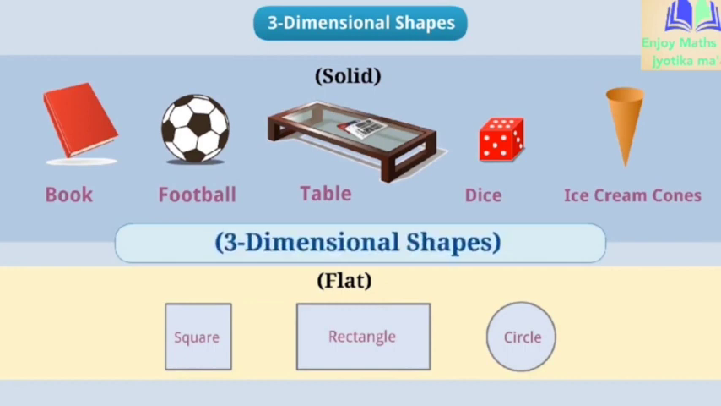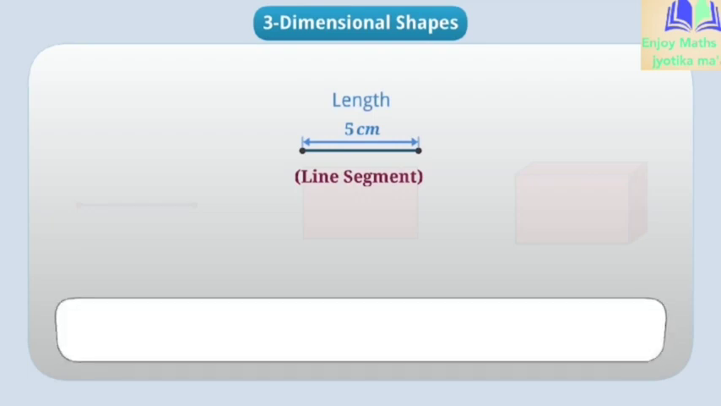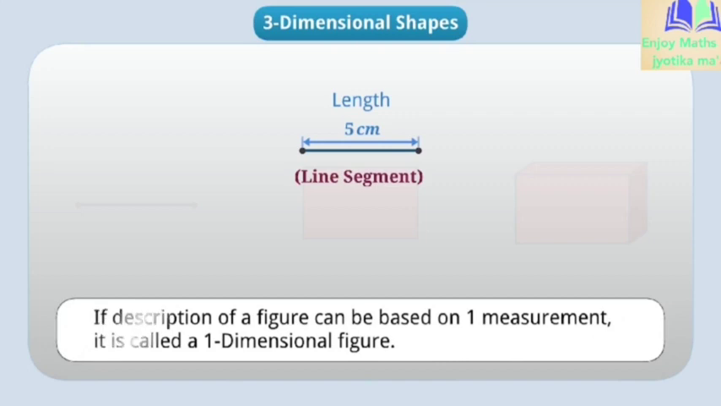Let's understand them. There are three figures here. First figure is a line segment whose length is 5 cm. Here we have described this line segment only on the basis of length. This is only one measurement. In this way, if we can describe a figure on the basis of just one measurement, then we call it a one-dimensional figure. The line is also a one-dimensional figure.